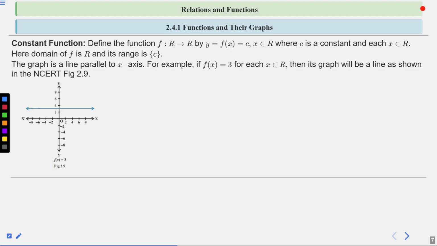So my graph for such type of functions, a constant function, will look like any line which is parallel to the x-axis. If you take C as 3, meaning f(x) equals 3, this is your constant function, then the graph will be parallel to the x-axis. You can see. Okay, quite simple.